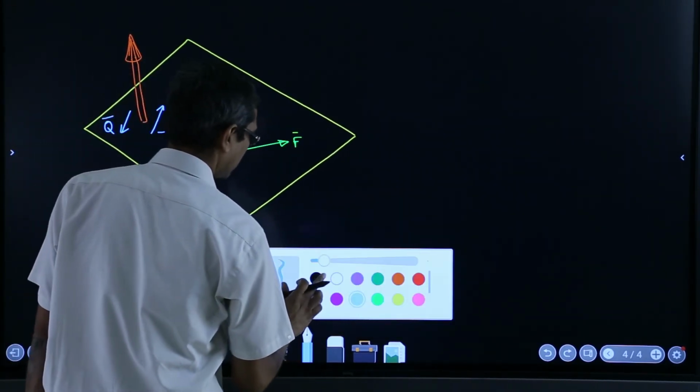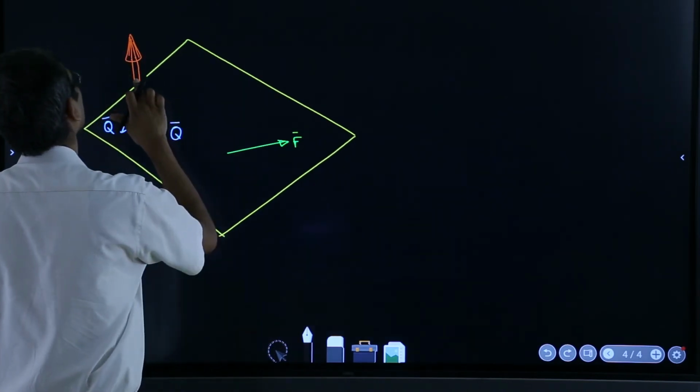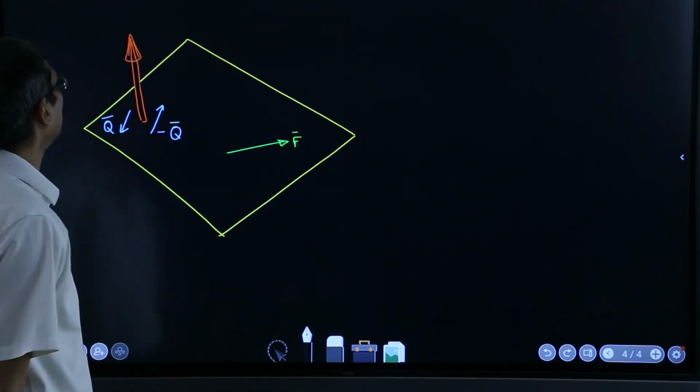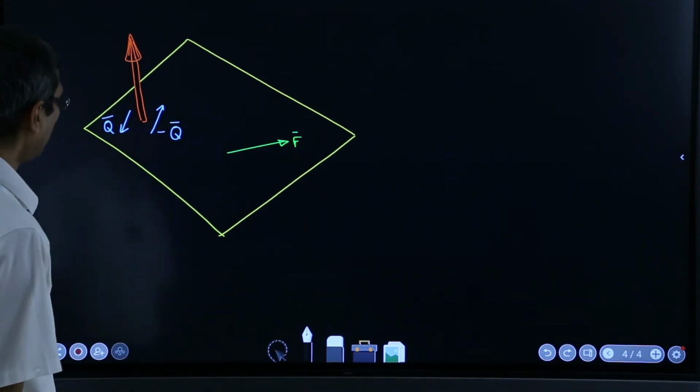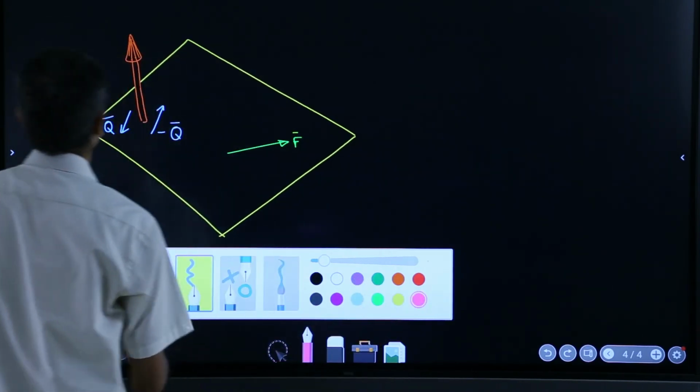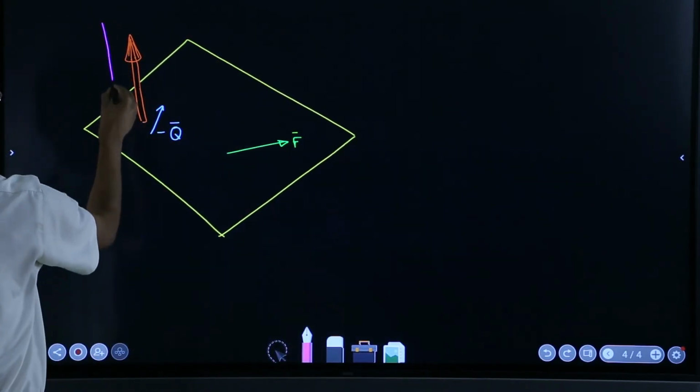Let me slightly make it look good. Yeah, okay. And for completeness, I always like to draw the axis.